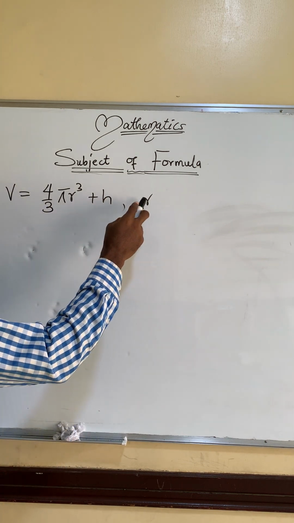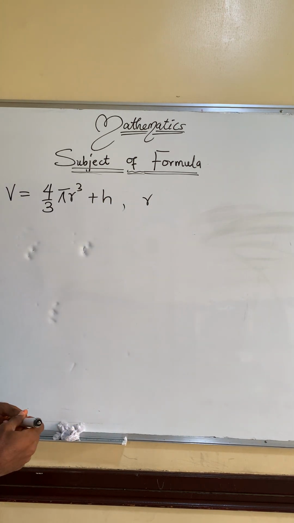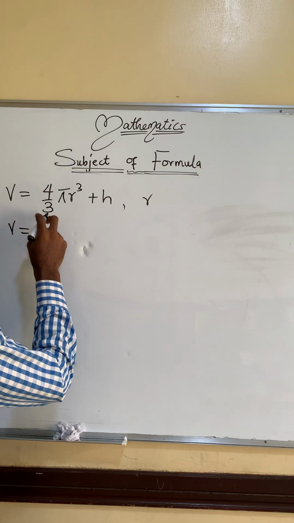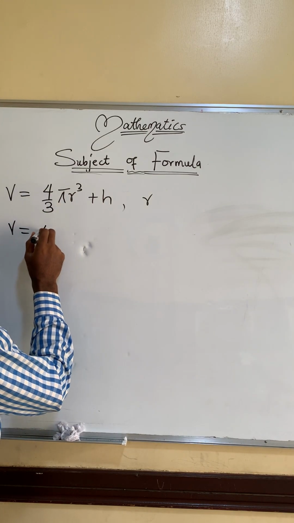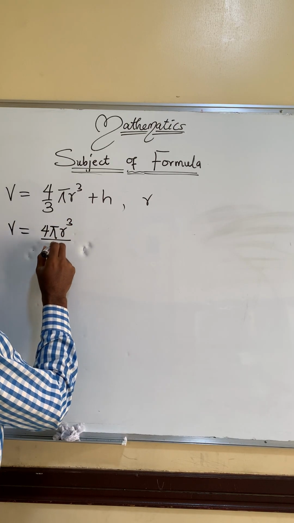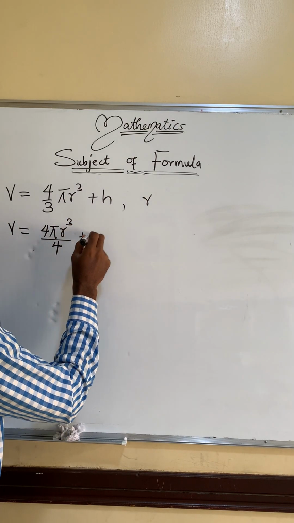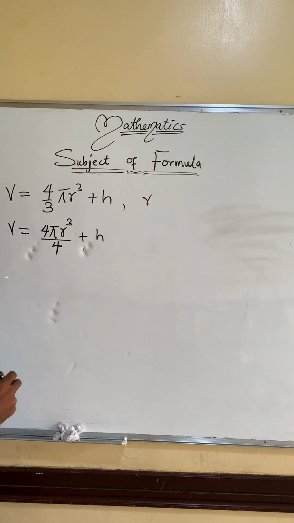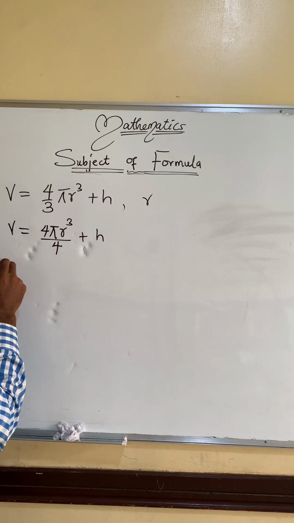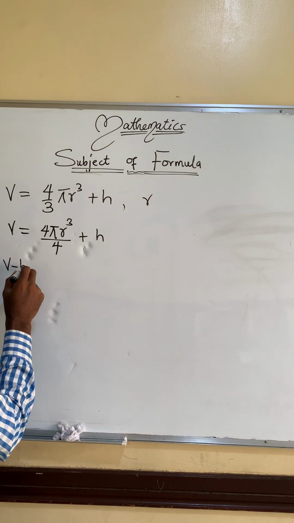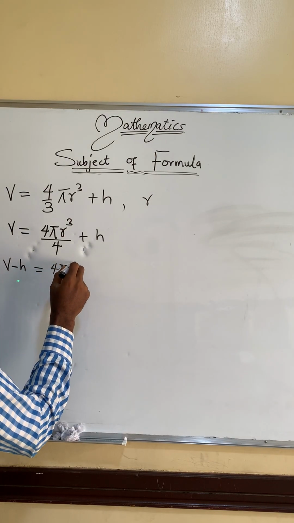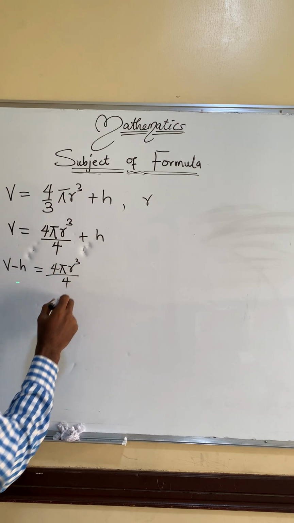Here, we're expected to make R the subject of formula. So let's solve. Now V is equal to, this is same as saying 4 pi R cubed over 4 plus H. So H will move to this side and change to what? Minus. So we have V minus H is equal to 4 pi R cubed over 4.